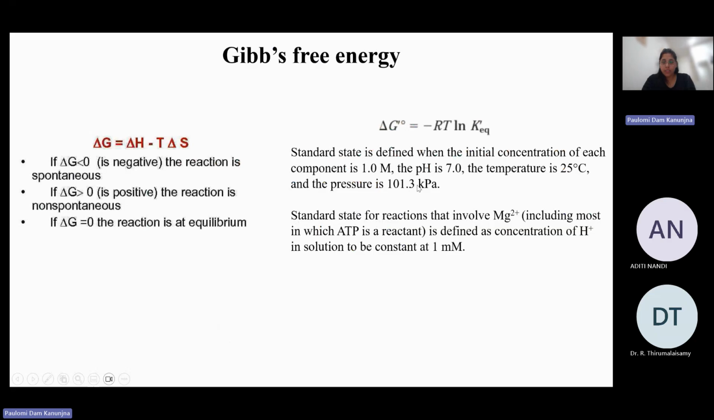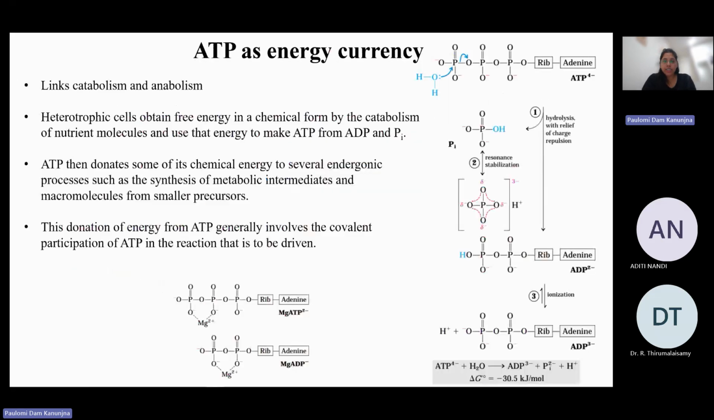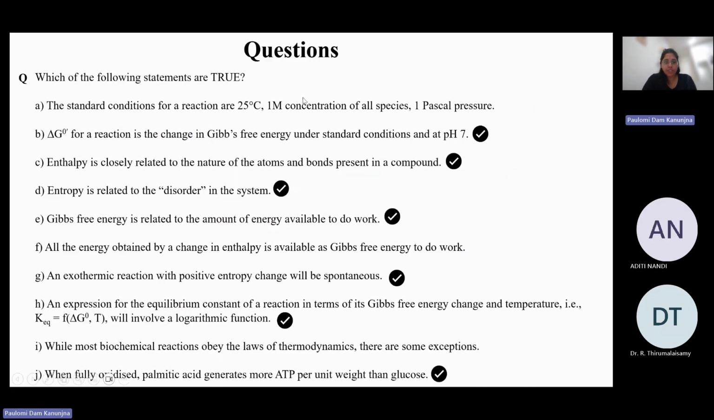101.3 kilopascal. 25 degree is correct. So what is the question saying? The question says 1 molar concentration of species for standard condition, correct. 25 degree, correct. But 1 Pascal pressure? No. If 1, then 1 atmospheric pressure, otherwise 101.3 kilopascal pressure. So the unit needs to be clear. Okay, no problem. Second, I guess you said all correct. Both of you said correct, which is correct.